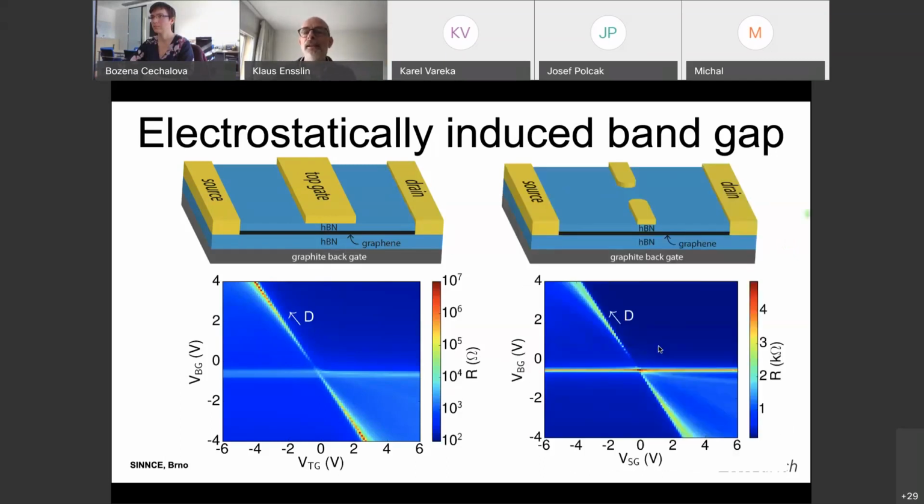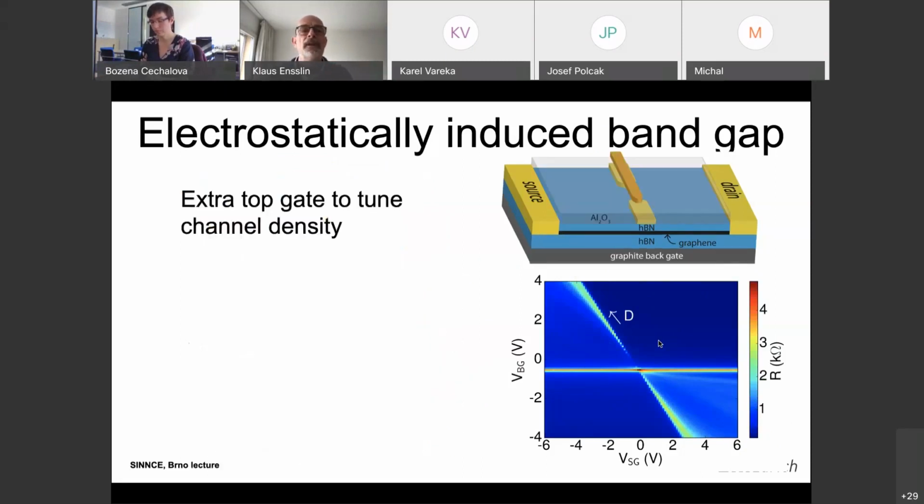Now the same thing for the split gate device. You see, this is a conductance map. The two axes here are the back gate and the top gate. The color scale is the resistance of the device. Note that on the left-hand side, this is a logarithmic scale, the color scale. On the right-hand side, it's a linear scale. And the reason is the resistances don't get very high because electrons can always traverse through this open channel in the center. So now, as I said, we put this additional top gate there.